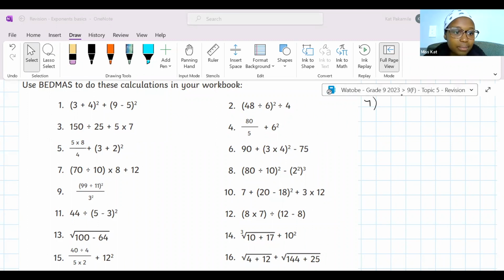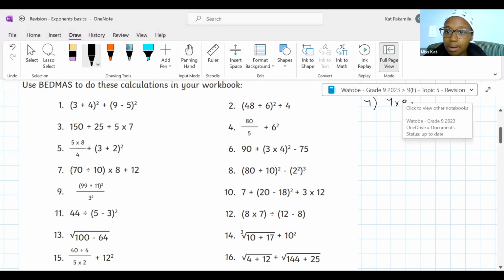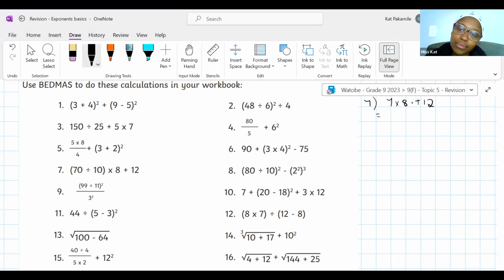Okay, number 7. There's a 70 divided by 10. So it's going to end up with 7 times 8 plus 12. It feels like we've done this one before, but I don't know. Okay. Mpo is still posting. Mpo, we're starting from number 7, remember? Thank you for posting those for anyone who might not have been in the lesson last week. Mpo has posted number 1, 2, 3, 4 for us. Okay, so this is going to be 56 plus 12, which indeed, thank you very much.